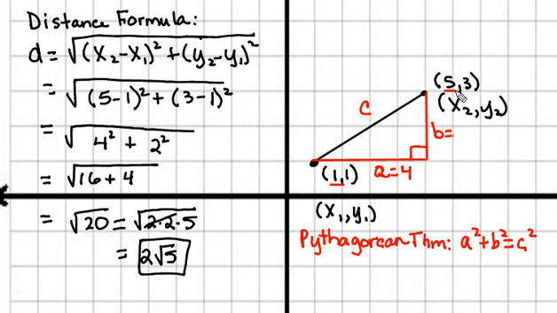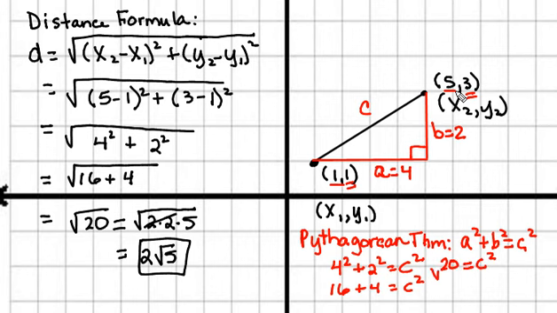I do the same thing for the B value. I take the y value, which is 3, minus the other y value, which is 1, and find a length of 2. And I'm going to substitute A, B, and C into my problem. So A squared plus B squared equals C squared. So 4 squared plus 2 squared equals C squared. 16 plus 4 equals C squared. And I'm going to just add. 16 plus 4 is 20, equal to C squared.